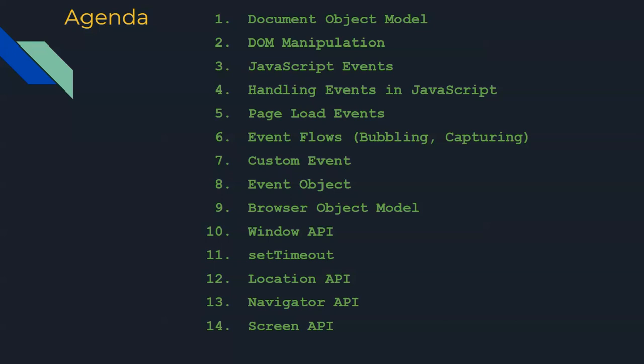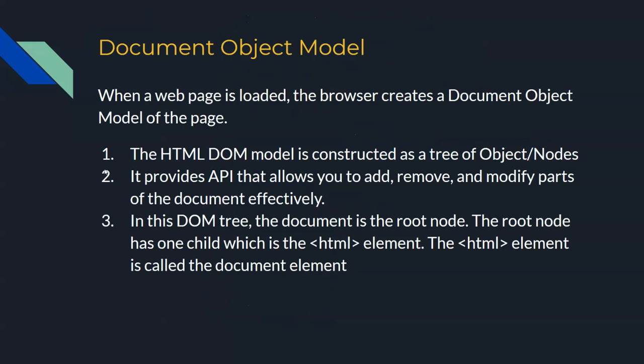Then we'll go for the BOM, that is the browser object model, and we'll go through each and every API given by the browser object model, that is the window API, setTimeout, location API, navigator API, and screen API. So let's move on to the first topic, that is the document object model.